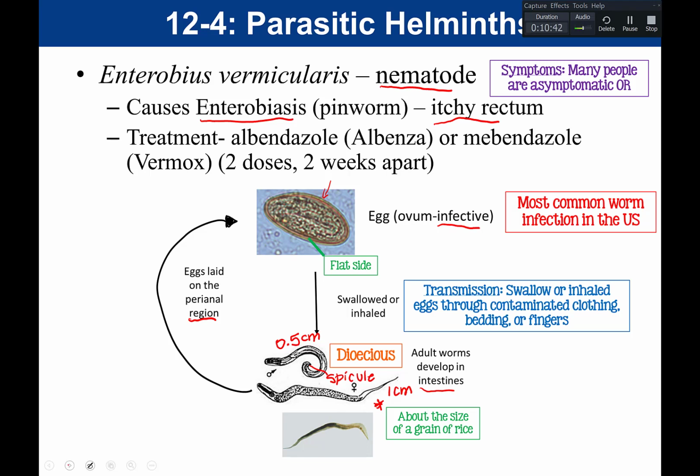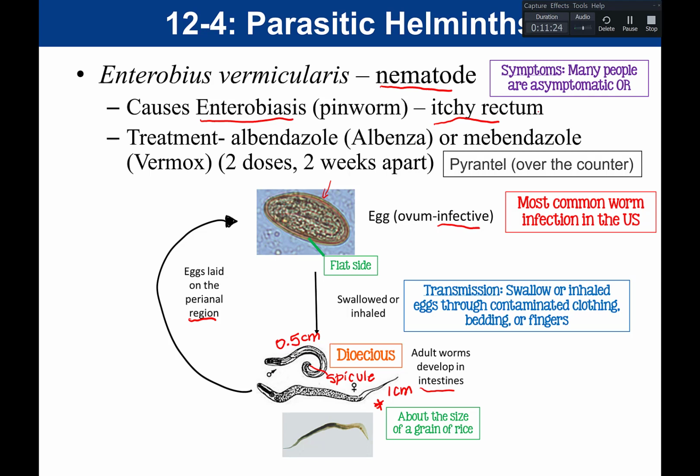So now let's talk about our symptoms. For symptoms, many people with pinworm do not have symptoms. They don't need treatment to cure the infection. The infection may go away on its own, although this may take up to 14 weeks, which is the equivalent of 2 pinworm life cycles. The common symptom, if somebody does have symptoms, is going to be the itchy rectum. The eggs are going to irritate the rectum, and it's going to cause the symptom of the itchy rectum.